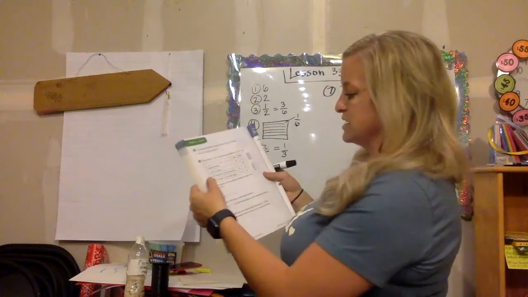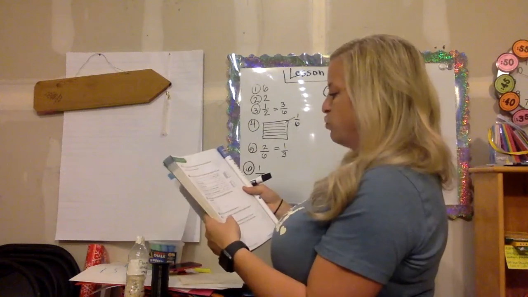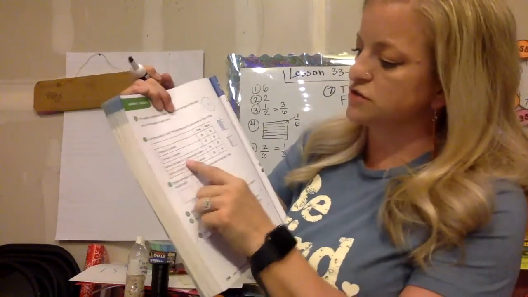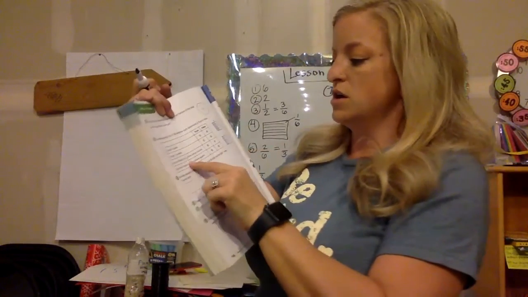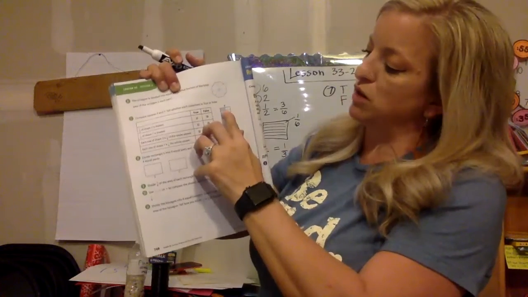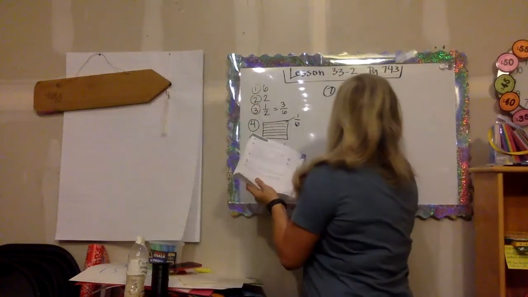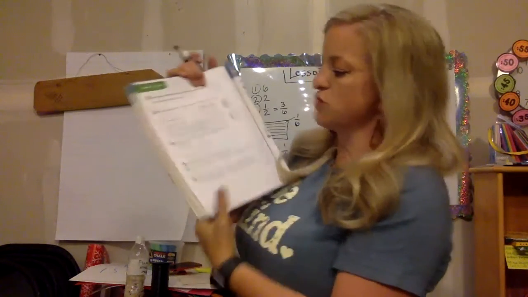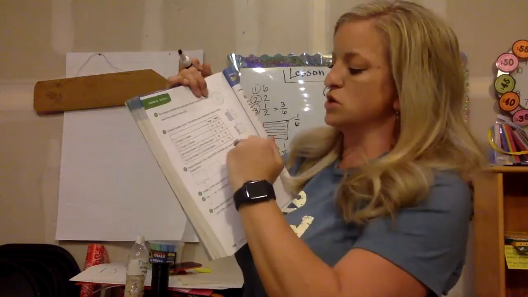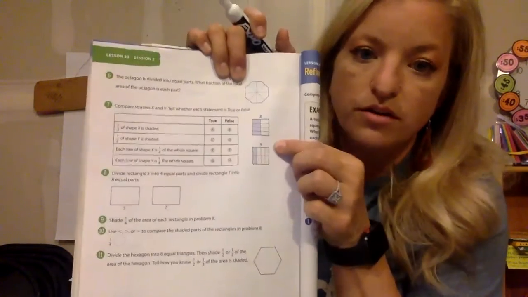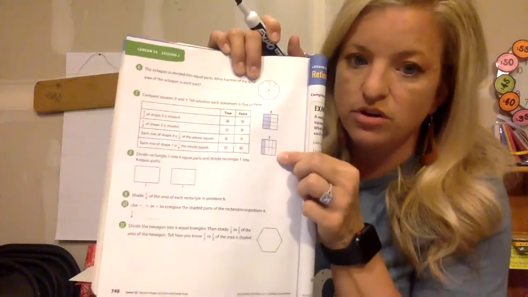The third row says each row of shape x is 1/4 of the whole square. So rows go this way. Is one row 1/4? 1, 2, 3, 4. Yes, there's 4 rows, so that would be true. Number 5, each row of shape y is 1/4 the whole square. So now we're going to go rows and see if there's 4 of them. 1, 2. No. In y, the rows are 1/2, so that is false.